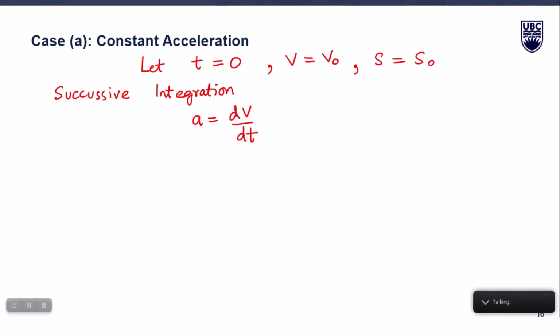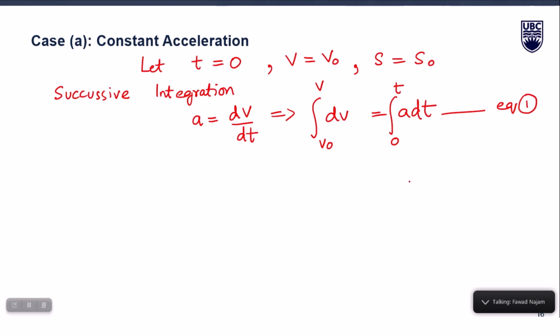So we can write it as dv is equal to a dt, right? And in the integral form, we can write it as integration from v naught to v, and the limit should be in t, so t should be 0 to some value of t, right? So that is our equation 1 already, we know that.